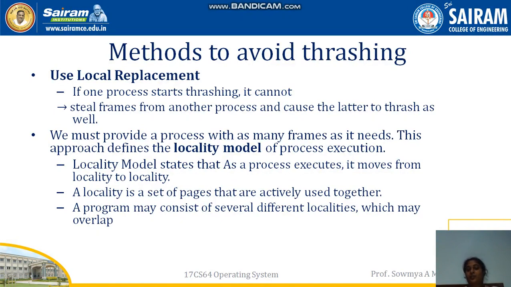The locality model states that a process moves from locality to locality, a set of pages that are actively used together. This method can cause overlapping while allocating. If you allocate as many frames as it needs, since it is moving from one locality to another and they are actively used together, it causes overlapping in the main memory.